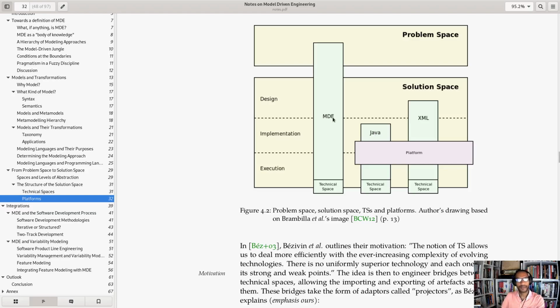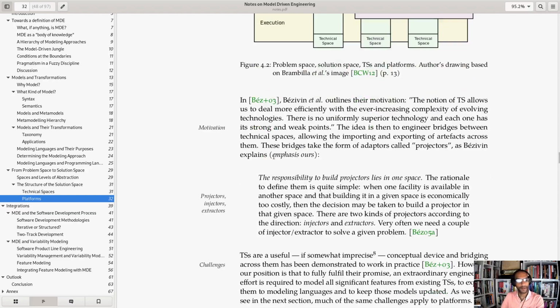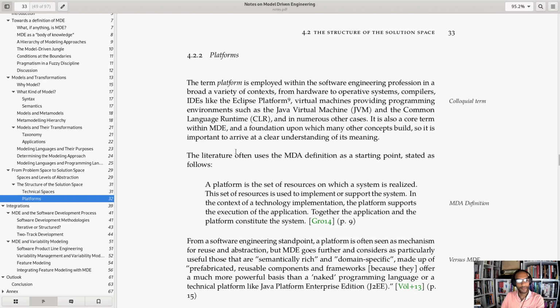I don't even think it's probably correct to call MD a technical space really, but I think that's fine. Then we have the notion of platforms. If we look at the technical definition of what a platform is, then a platform is a set of resources on which a system is realized. This is basically a set of resources used to implement or support the system.